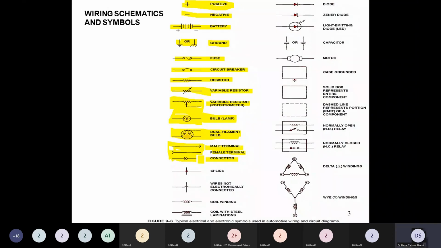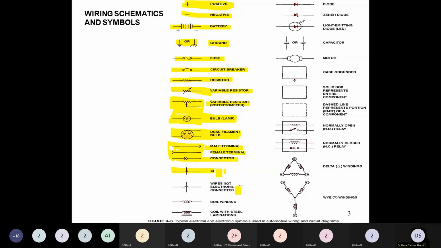Then there is a splice. Splice is the connection of two wires, or even more than two wires. This splice is also called a node. It is a place where the current can be distributed into various branches. Splice is the connection of two or more wires.